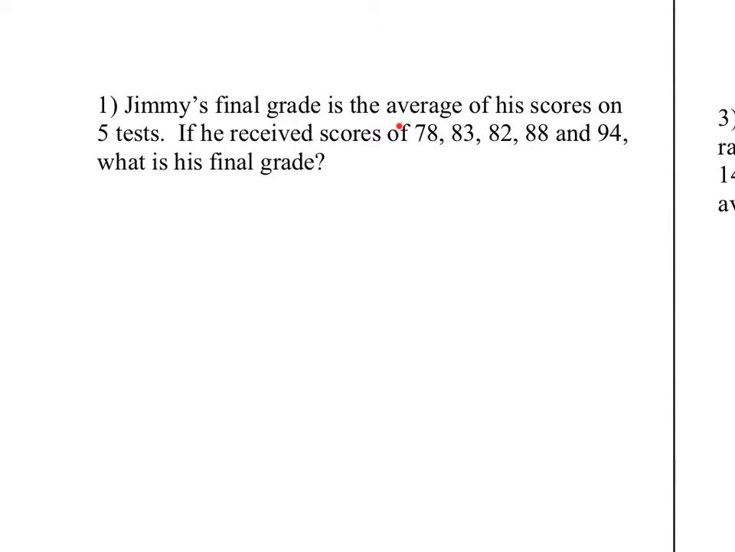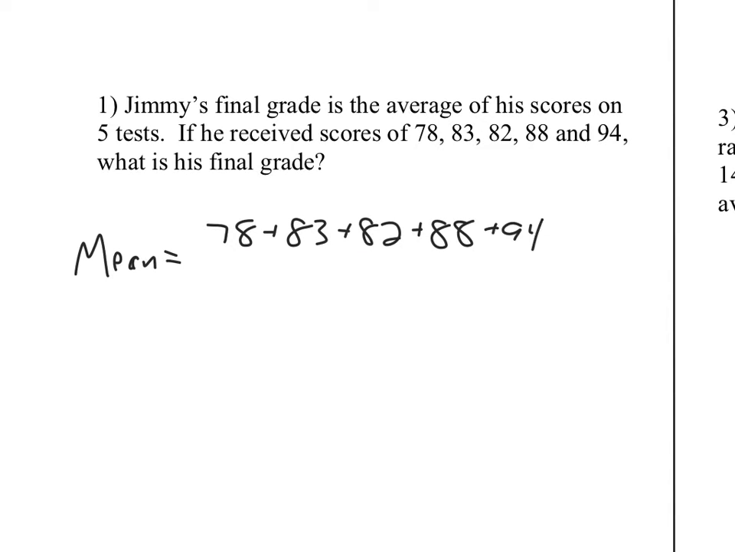Jimmy's final grade is the average of his test scores. Average in this context means mean. That's 5 tests. If he received scores of 78, 83, 82, 88, and 94, what is his final grade? So to find the average, or mean, we're going to sum all the numbers: 78 plus 83 plus 82 plus 88 plus 94. And divide it by how many numbers we have. We have 5 numbers.